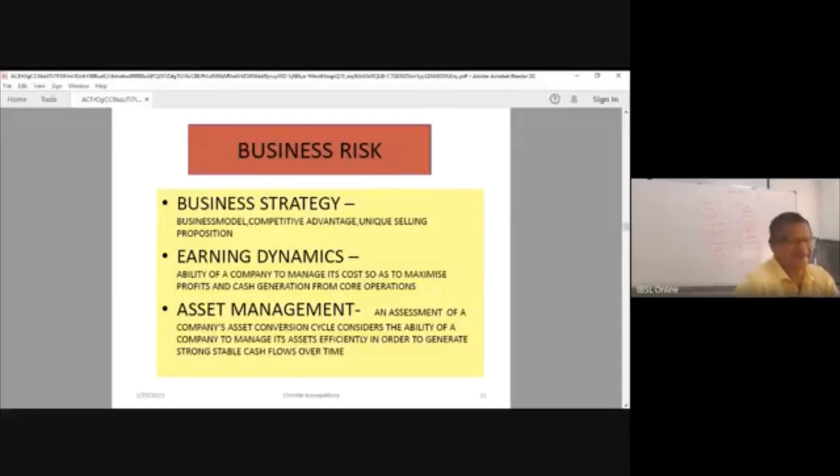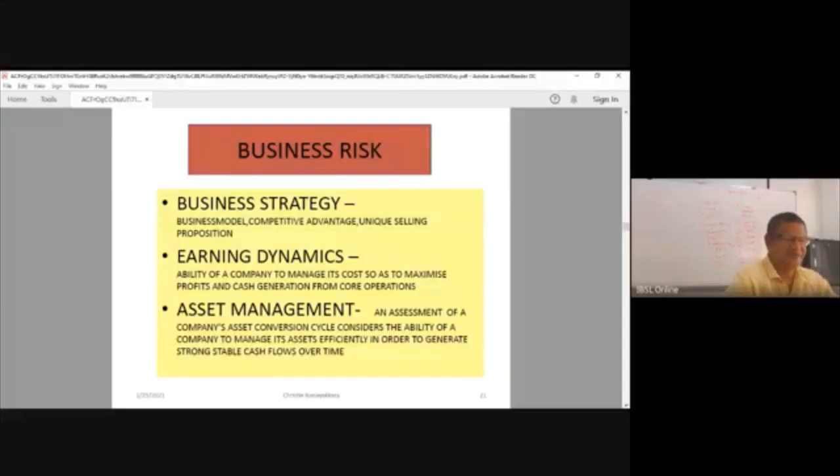The other business risk is the earning dynamics. Can you manage your cost? Because most of the companies, if they don't have a regular supplier who has been fixed with the price, and if that supplier is lost and you go for new suppliers, your cost will increase. If you can't manage your cost, mainly the company's profitability will go down.